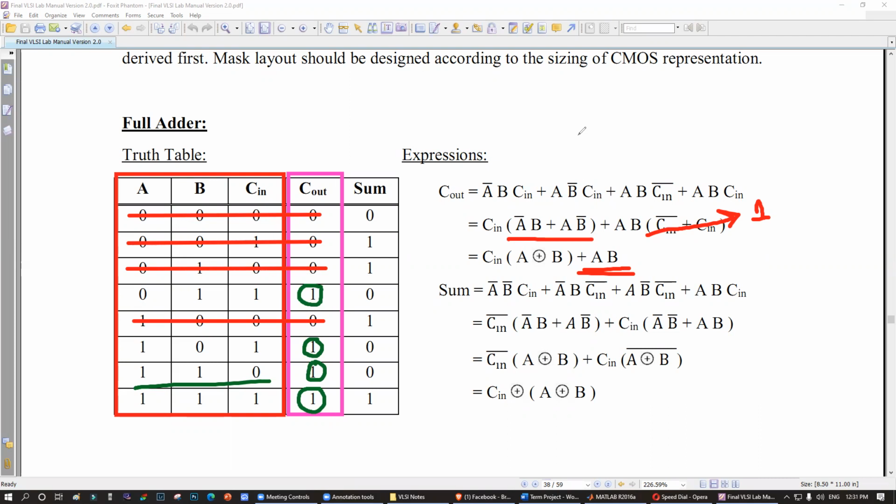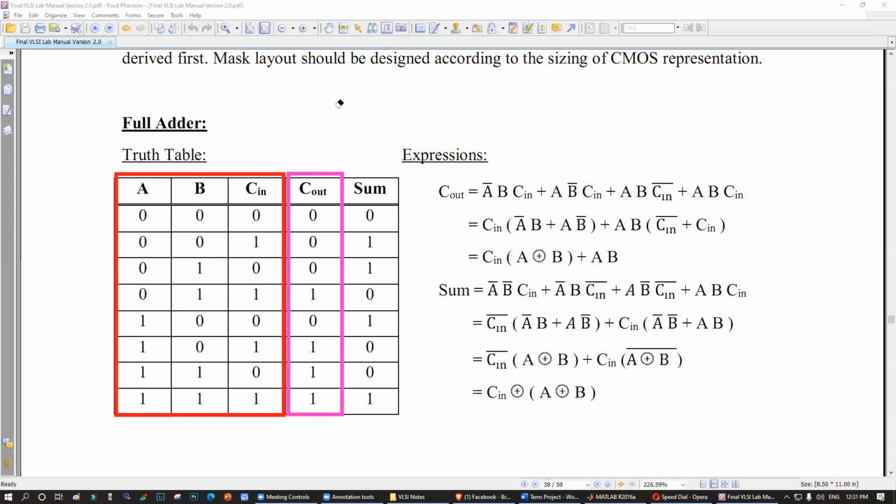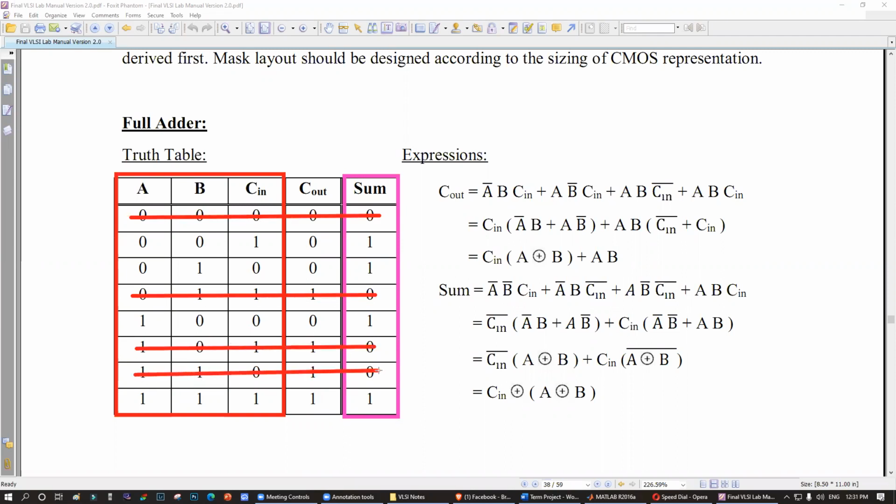Now next equation, I'm going to go for the next equation here. I'm not counting the C. Now I'm going to go for the sum. Now what are the lines I have to discount? This one, this one, this one, and this one, right? Okay.